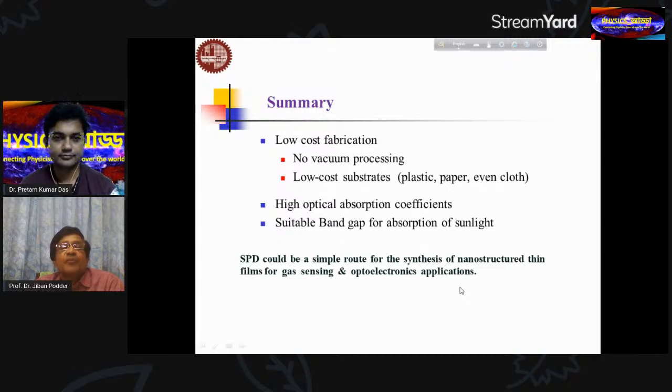We need a more porous, rougher surface and small crystallites, and that is possible by changing the deposition parameters. The substrate temperature is the main parameter, air pressure is the second, and the flow rate and the concentration also matter. These are all parameters we can control and tune easily.